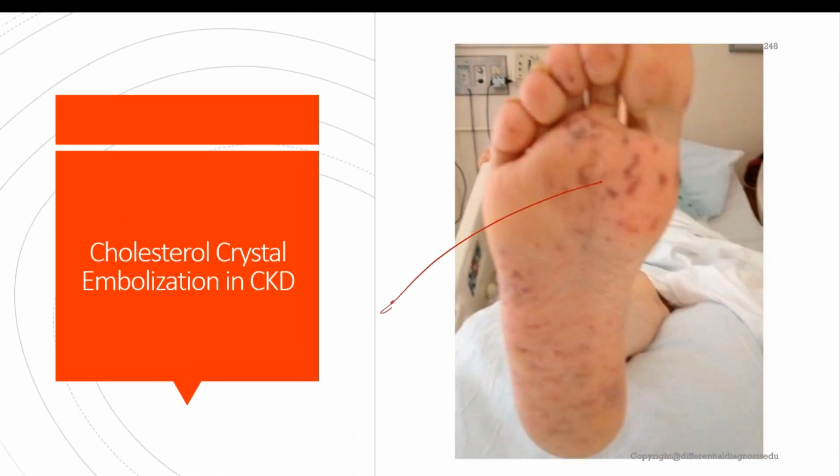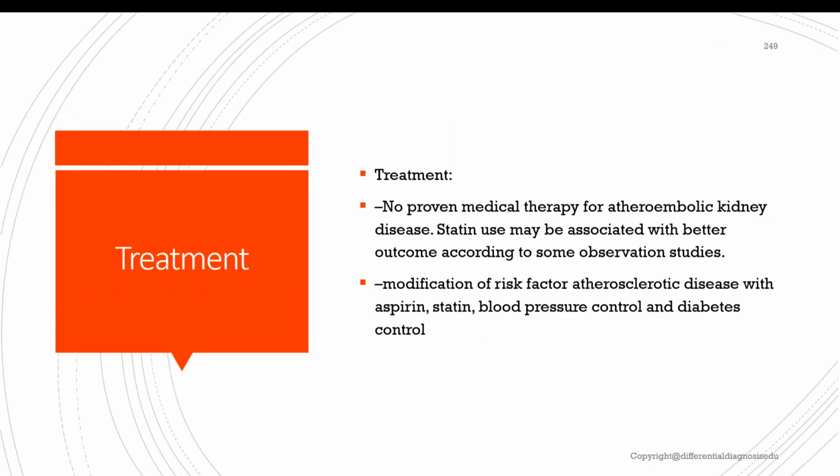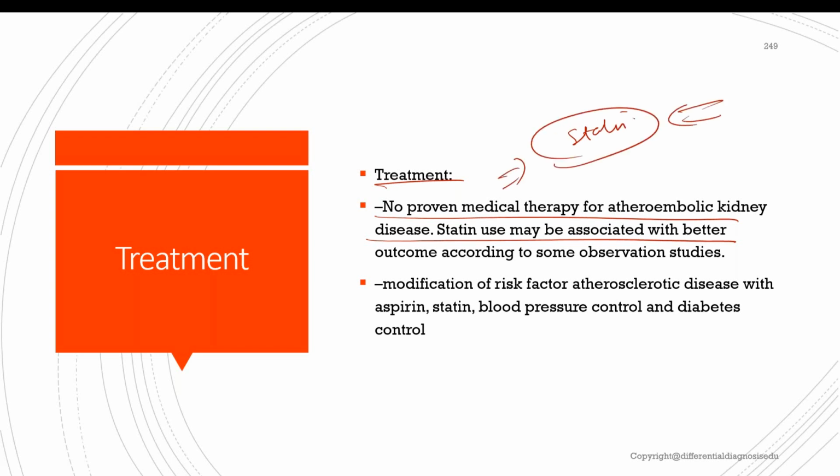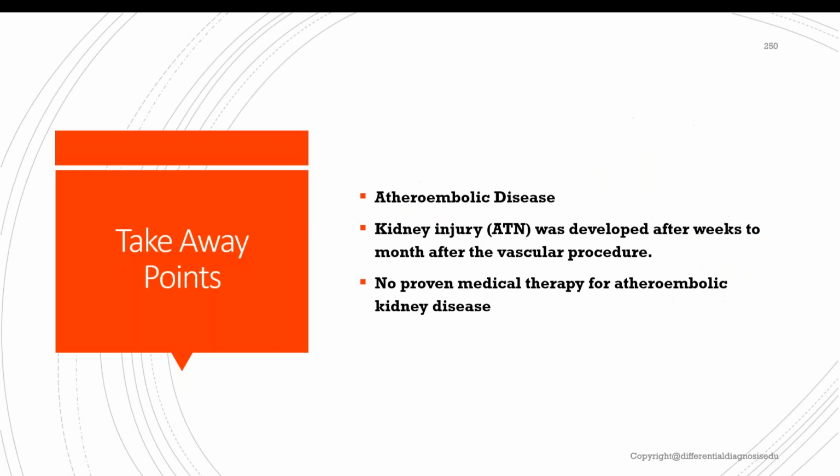You can take the biopsy from here, a skin biopsy. It shows cholesterol crystal embolization in the end arteries of the skin. Treatment: no treatment because the damage is done. Later, risk modification: you can start them on a statin, control blood pressure, control diabetes. So what are the takeaway points? Kidney injury develops weeks to months after a vascular procedure. There is no proven medical therapy for atheroembolic kidney disease.